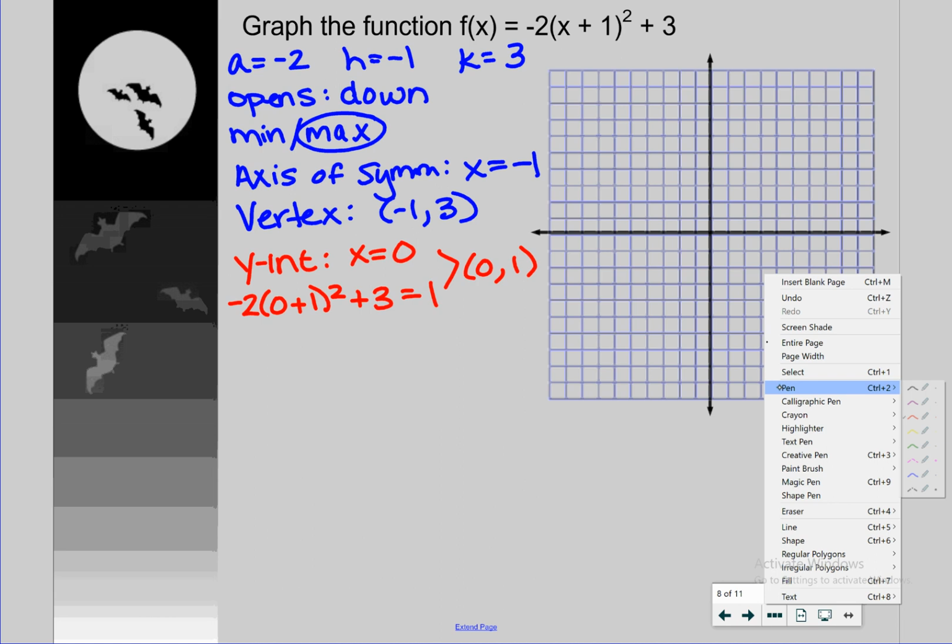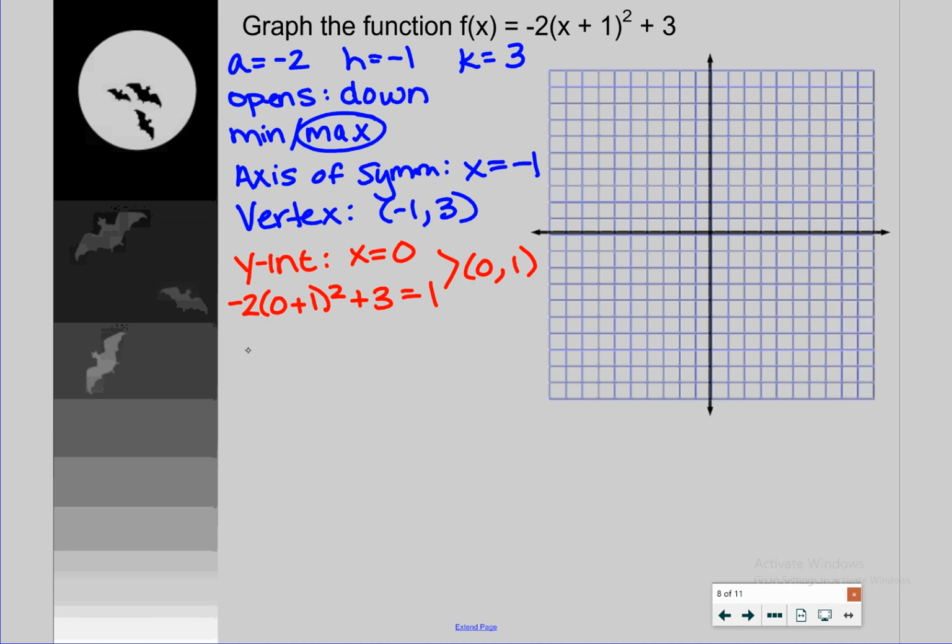Let's get x-intercepts. Sometimes more than one of these, sometimes none. Just depends where my parabola is at. X-intercepts are when y equals 0. That's my f of x. 0 equals -2(x plus 1) squared plus 3. Now you can FOIL this out if you want to, but I think that's a bad decision because there's only one x here. So I should be able to just get this x alone. How do I get this x alone? First step. Subtract 3.